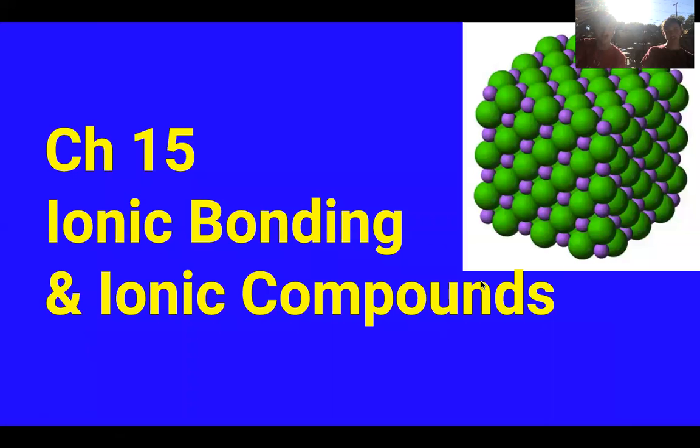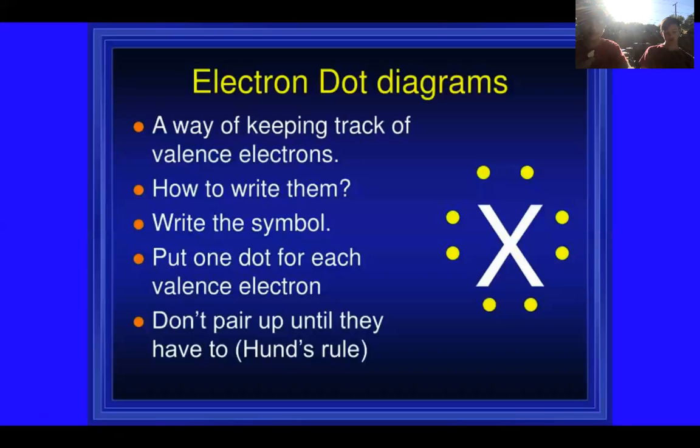Okay. Chapter 15: ionic bonding and ionic compounds. These are more recent chapters, so hopefully you know them better. Electron dot structure diagrams are a way of keeping track of valence electrons.